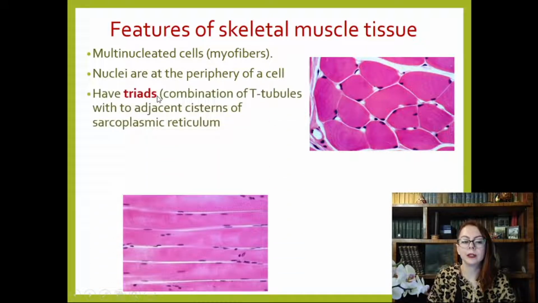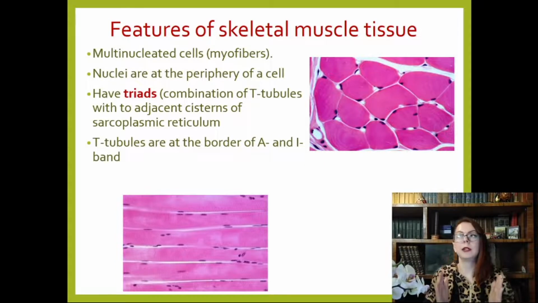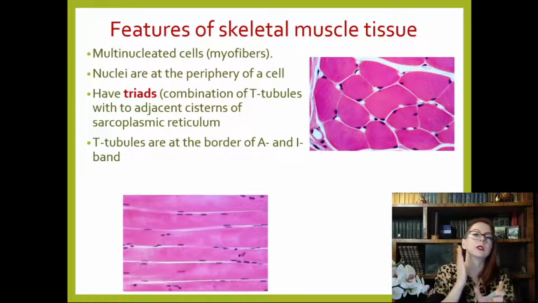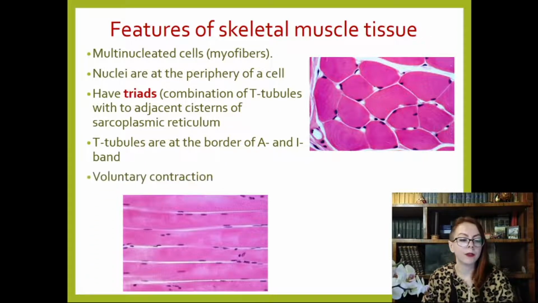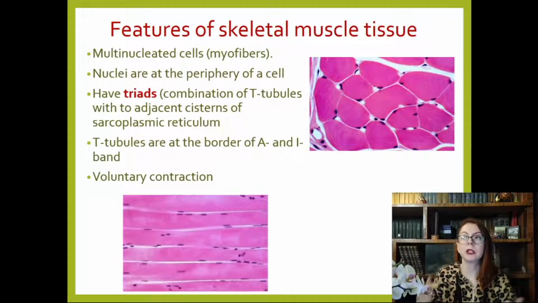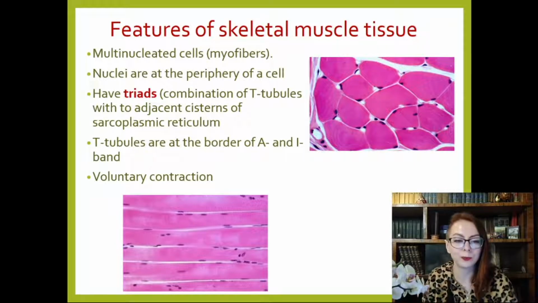After that, triads are present. This is the combination of T-tubules and adjacent cisterns of sarcoplasmic reticulum. That's what we have discussed. Then T-tubules are located on the border between the I and A band, between the dark and light regions. And then there is voluntary contraction. If we can control the muscle, then obviously it is voluntary, it is skeletal. This is the feature of skeletal muscle, because cardiac and smooth muscles are not under conscious control.